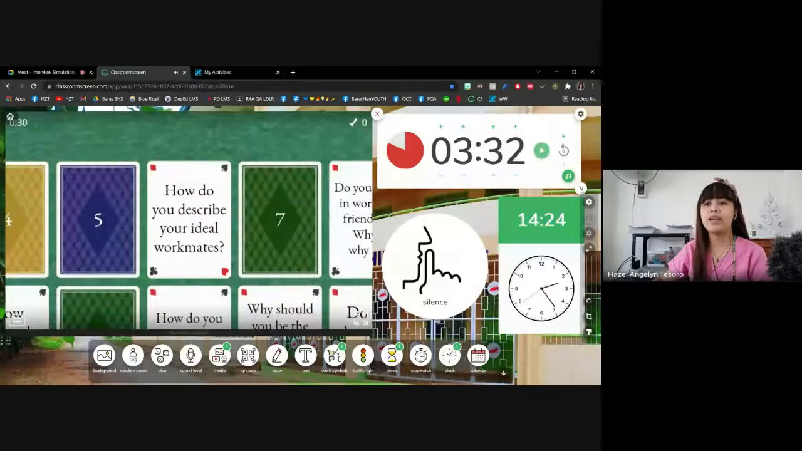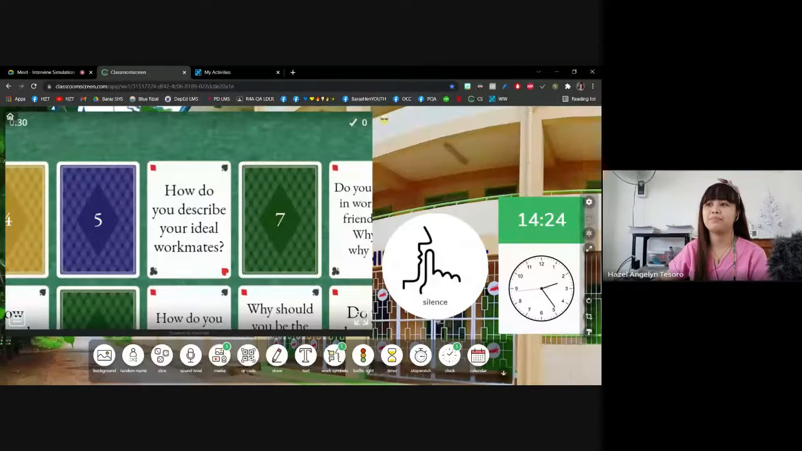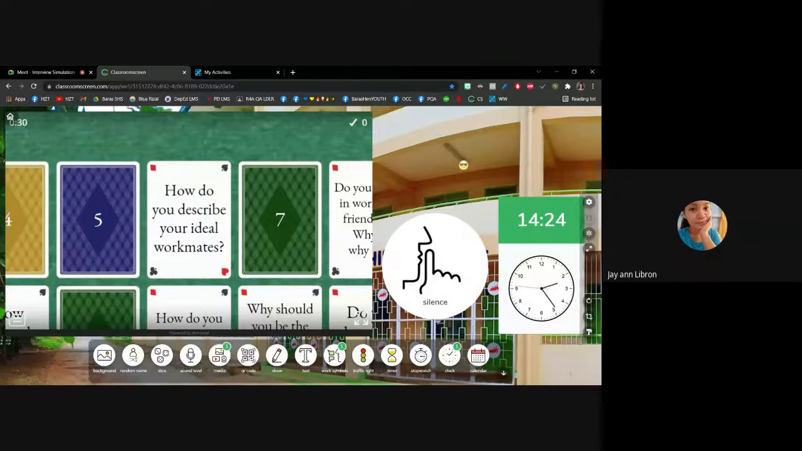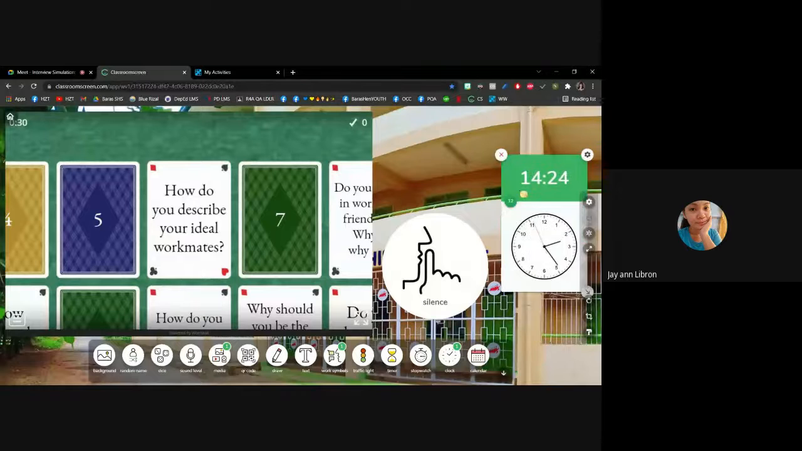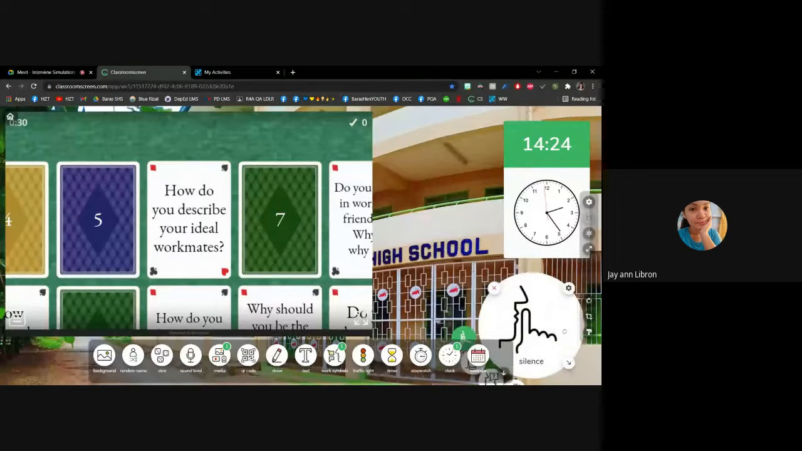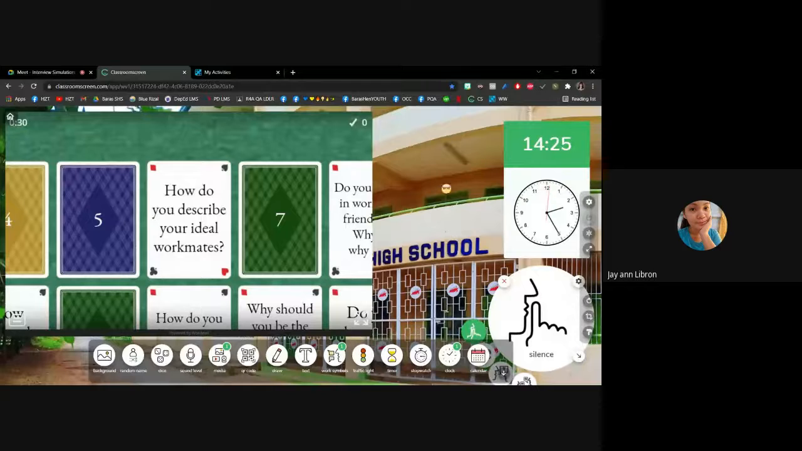How do you describe your ideal workmates? I think I can't describe, but I want that magustuhan nila ako pag pumasok ko sa work at ibibigay ko yung lahat, ipapakita ko sa kanila na nakikisama ako, pakikisamahan ko sila ng dapat. Thank you, po.